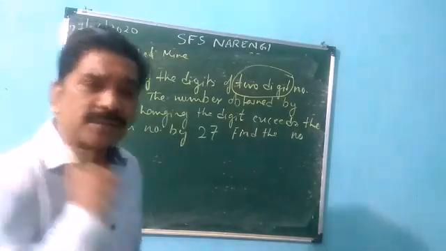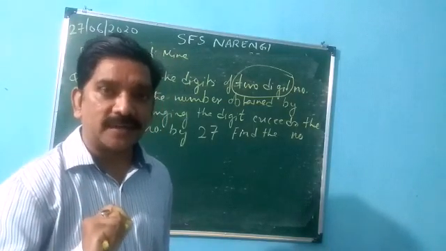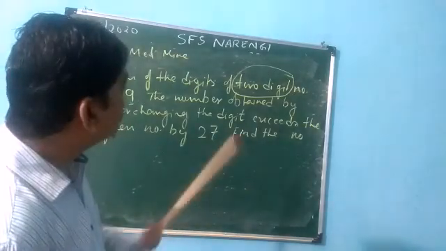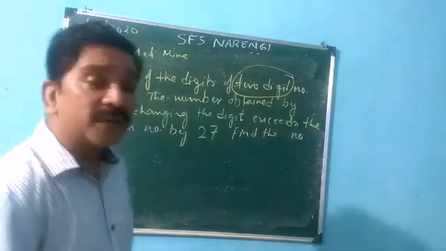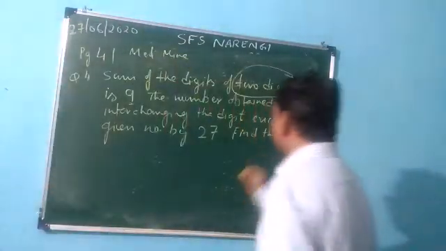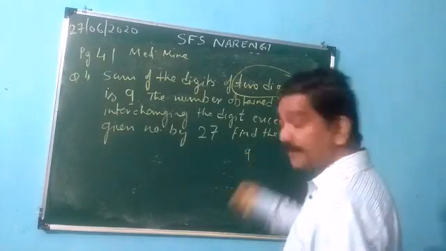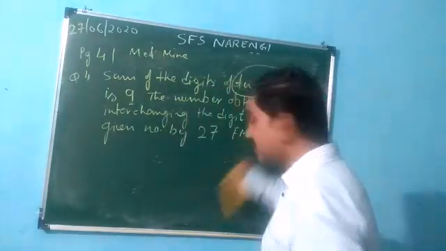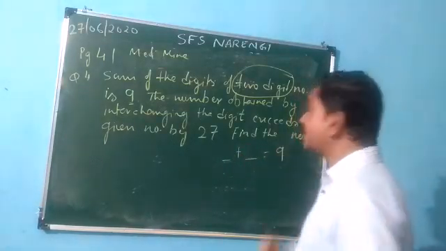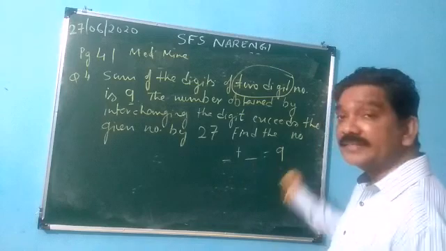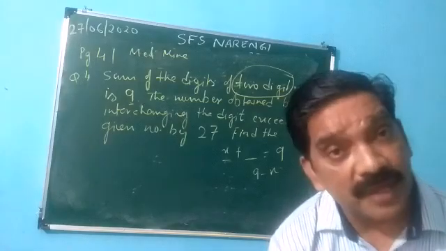Now, the very first thing we have to do is assume, let the unit place be x. Since this chapter is based on linear equation in one variable, we cannot take two variables. But we know that if the sum of digits is 9, and one digit is x, the next digit will be 9 minus x. We have to follow it this way.